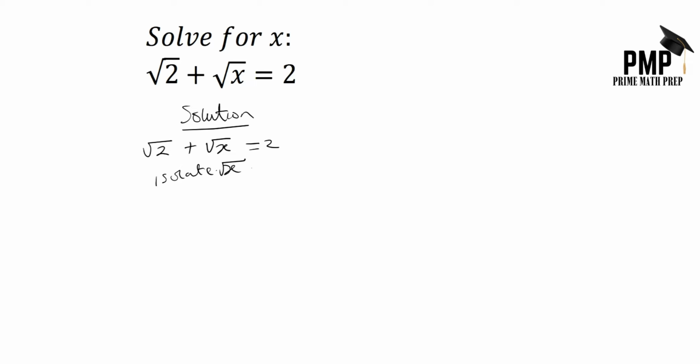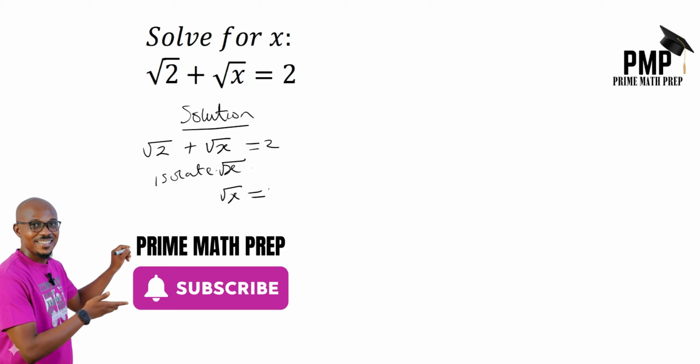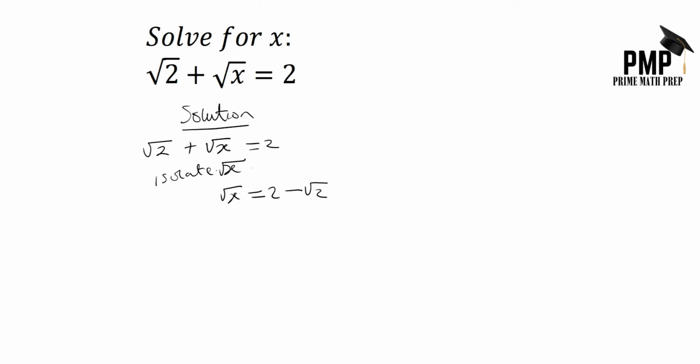A radical is like a cover, but we need to remove this cover in order to find x. So to do this, first of all, we'll isolate only the radical x, root x. Taking root 2 to the other side becomes minus root 2. After taking the root 2 to the other side, we square both sides in order to remove the radical.